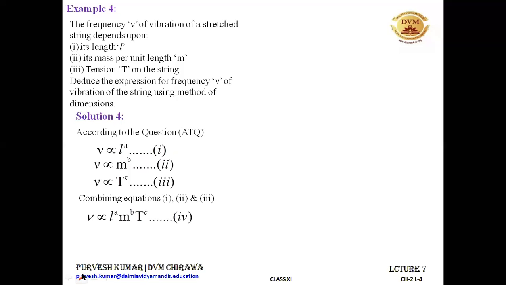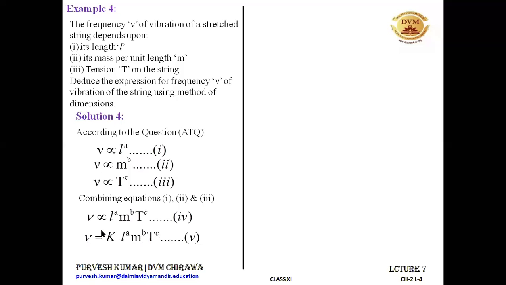Now we need to write the dimensions of all the quantities involved. We can write this equation after removing the proportionality sign, so there will be one constant, k. So nu equals k L to the power a, m to the power b, and T to the power c. Now let's solve it. How can we solve it? We have to write the dimensions of the quantities involved on both sides of the equation, because by the principle of homogeneity, the dimensions of the quantities on both sides must be equal.